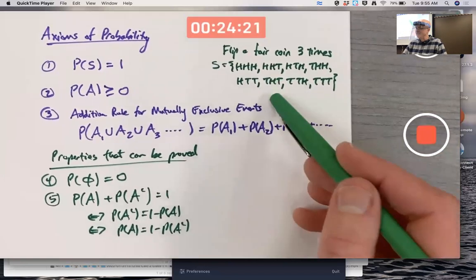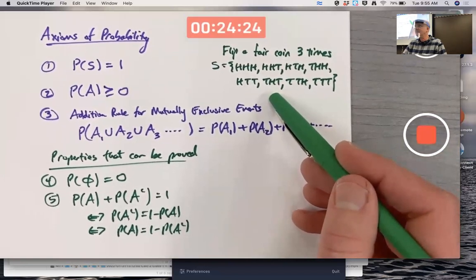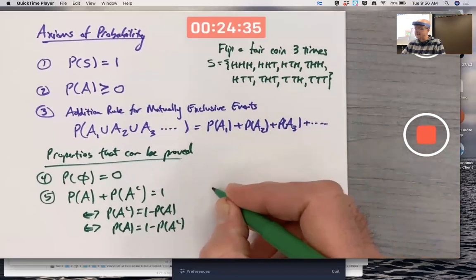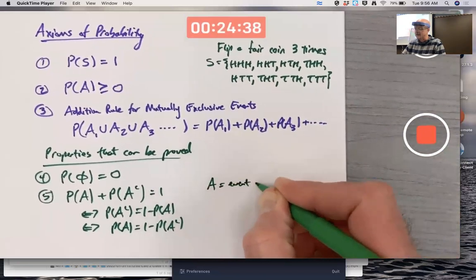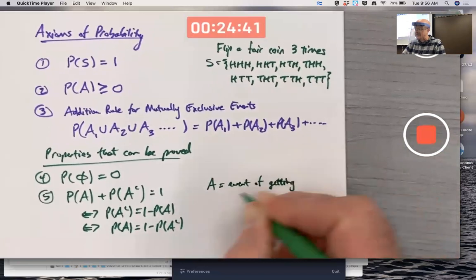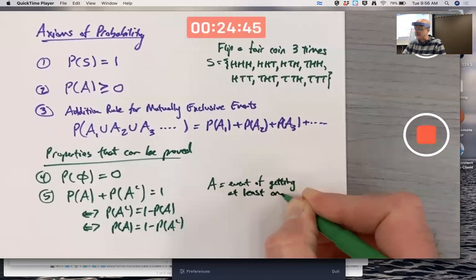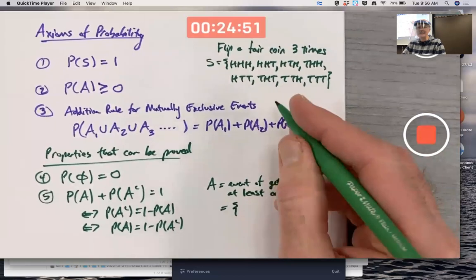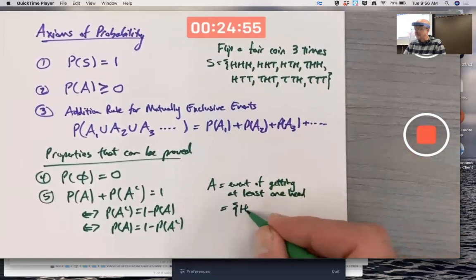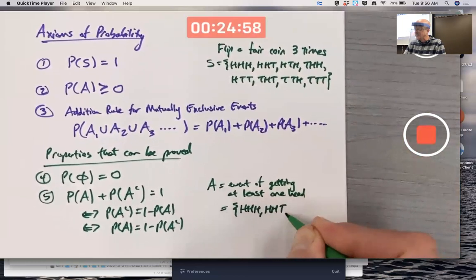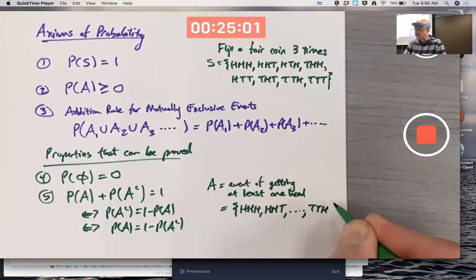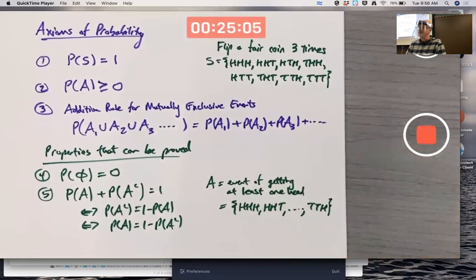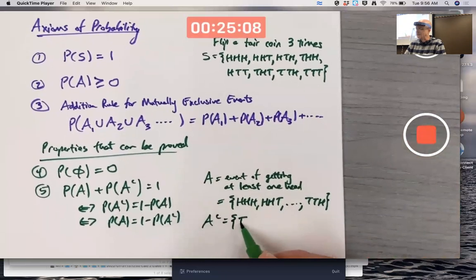Example of a complement here. If A is the event that you get at least 1 head, then its complement is the event that you got 0 heads, right? As a set, but you can describe events with words. A is the event of getting at least 1 head. You can describe it in words like that, and that's good, but you can also describe it as a set. It's everything in S except TTT. I won't write them all out. Everything except the TTT. And then its complement would be the set just containing 3 T's.